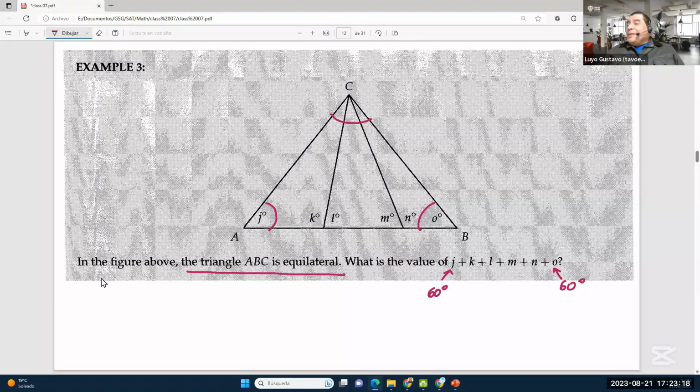But something interesting in particular about these two pairs of angles. What about these two angles? What must be their combined measure? And what about these two other angles? What must be their combined measure as well? Anyone? What should be the sum of K plus L, for example?